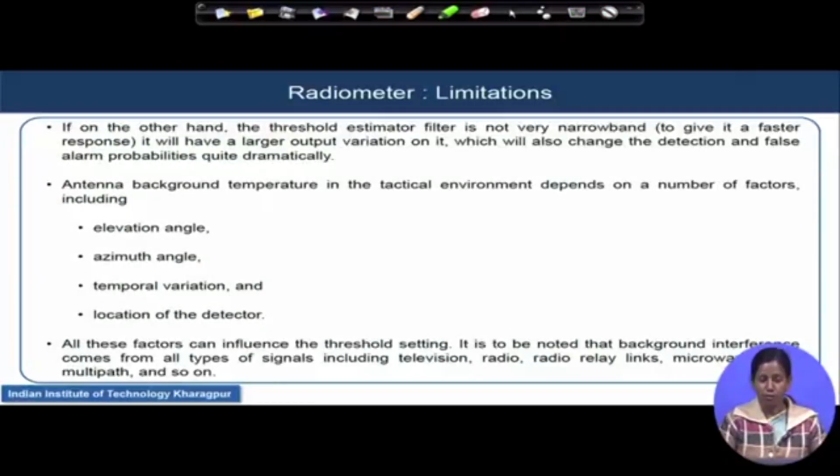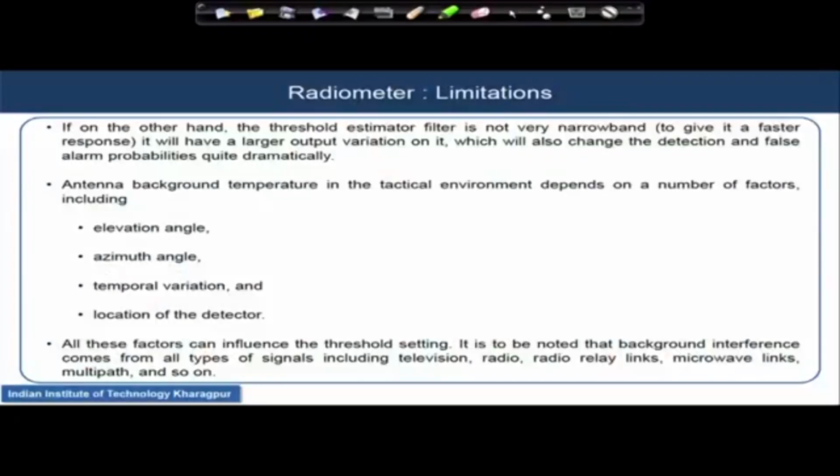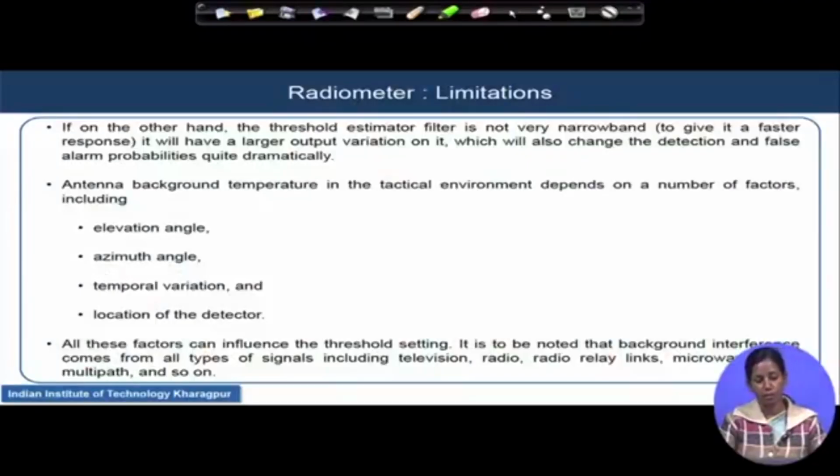on the other hand, if the threshold estimator filter is not very narrow band, if I keep it wide band, then it will also have some larger output variations, because a large number of variations of the inputs you are taking to make your decision of the threshold selection. So, it can also change the detection and the false alarm probability dramatically. This is from the filter design aspect. Some other aspects are there.